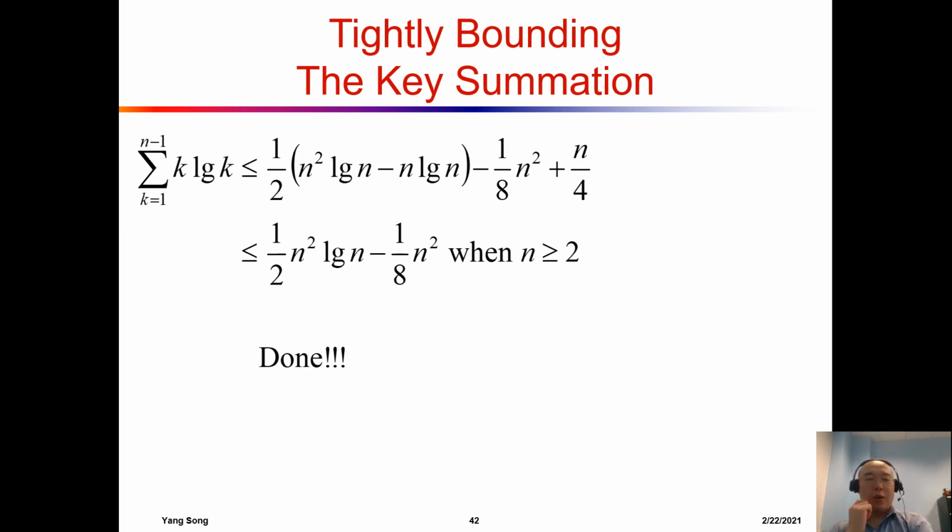Okay, so eventually we are able to prove that the sum of k log k for all the k values from 1 up to n minus 1 is greater than this part, and this is the part we plug into our formal proof earlier.